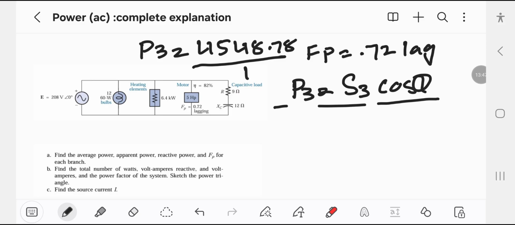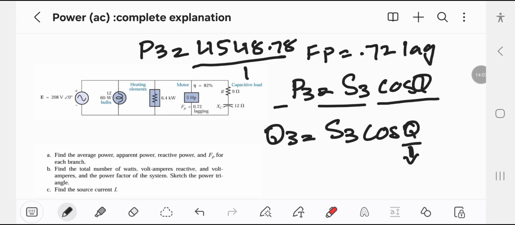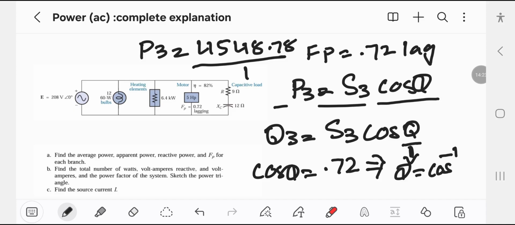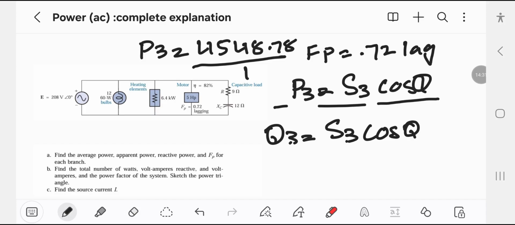For reactive power, we are going to use this formula. For this formula we need a theta, but as we know the power factor is equal to 0.72, from this we can easily find the theta. If we do this by calculator, the theta is equal to 43.95.